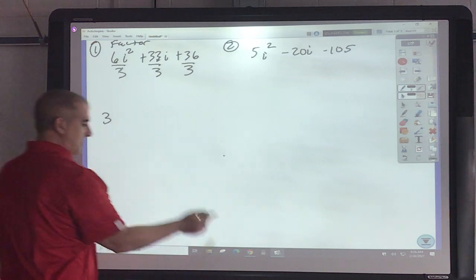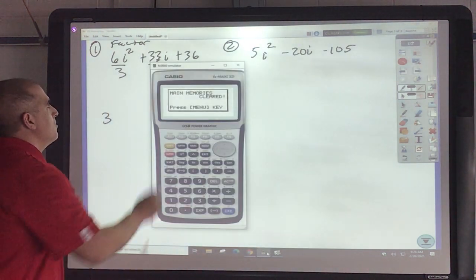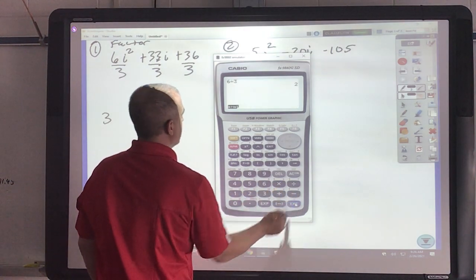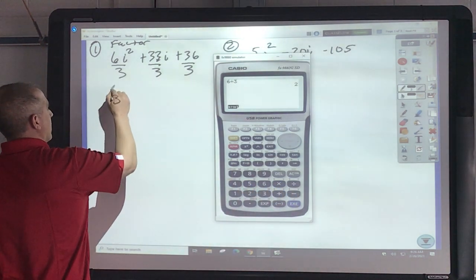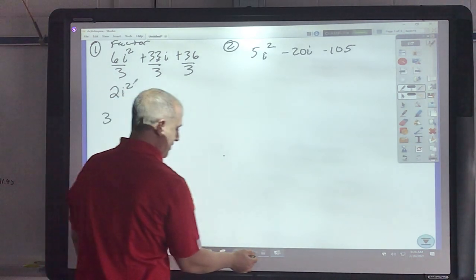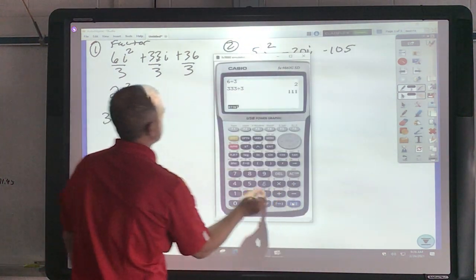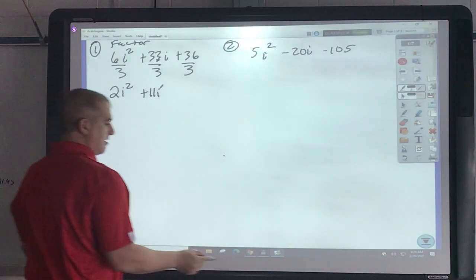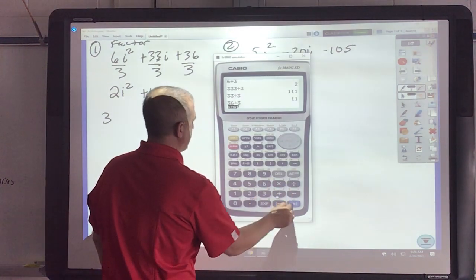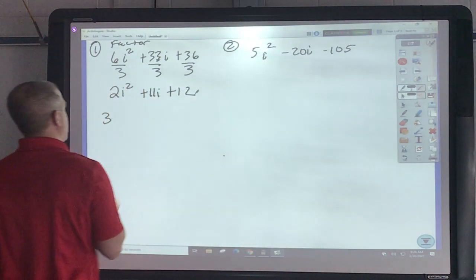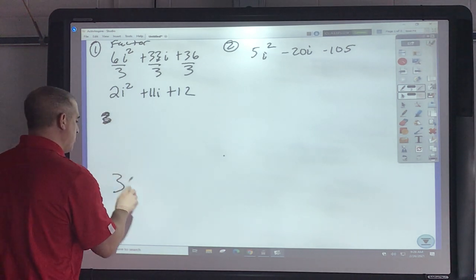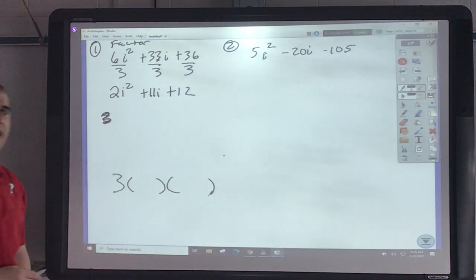6 divided by 3 would be 2. This is just going to stay i squared because there's nothing else to divide. 33 divided by 3 is 11i. And 36 divided by 3 is 12. Now you've got that GCF of 3. Go ahead and put that GCF down by your factors, that way you don't forget it for your answer.